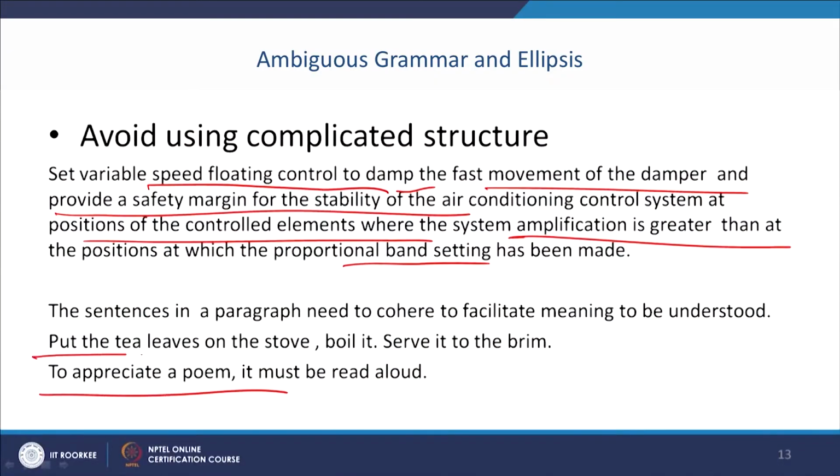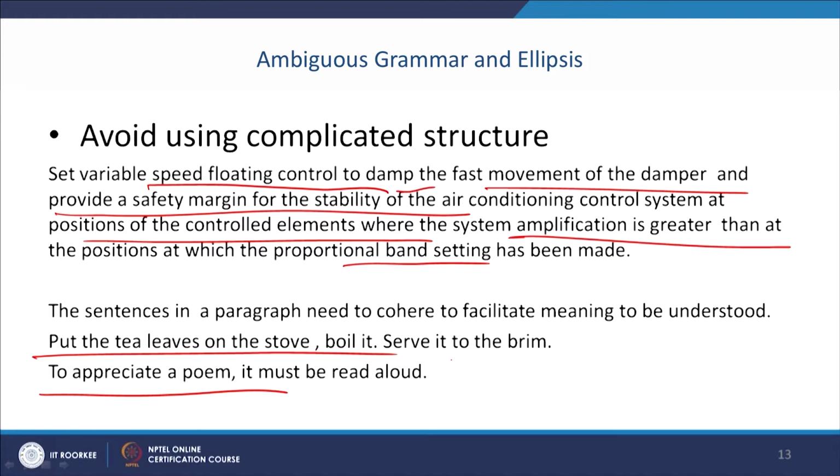Again, even when you write a sentence, you are going to create either a lexical ambiguity or a structural ambiguity. When you are making use of a wrong word, you are going to create a sort of lexical ambiguity, and when in a sentence you make use of it in a different manner, you are going to create a sort of structural ambiguity. For example, look at the last 2 sentences. Put the tea leaves on the stove, boil it, serve it to the brim.